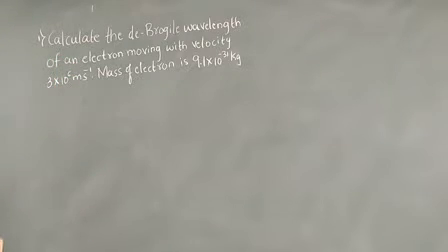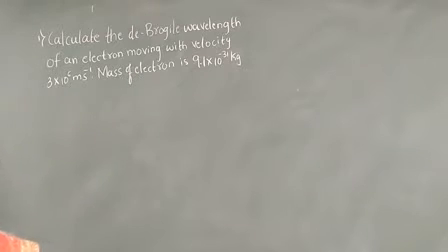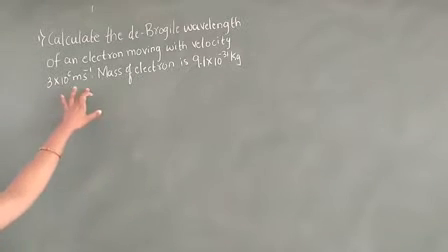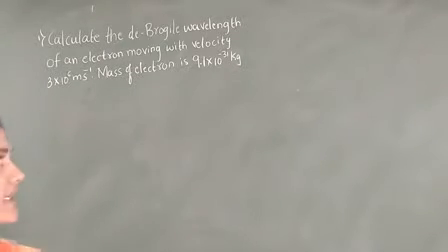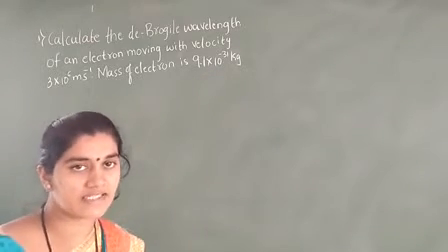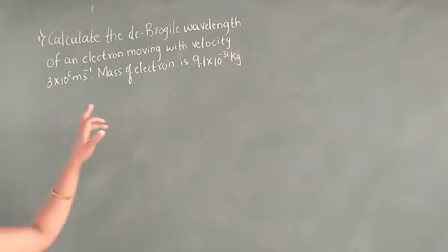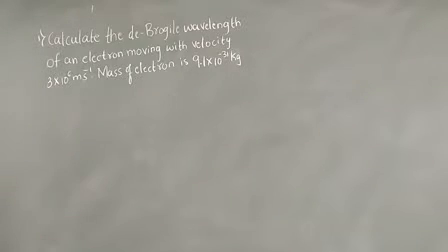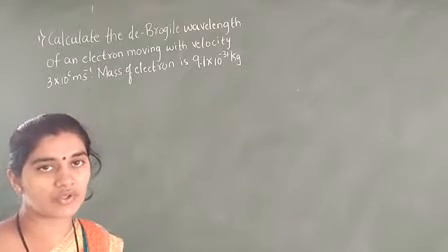Calculate the de Broglie wavelength of an electron moving with a velocity of 3 into 10 raised to 6 meter per second. And they have given that the mass of the electron is 9.1 into 10 raised to minus 31 kg. In this condition they have given v, that is velocity, and the mass of the electron. And in this condition we have to calculate the de Broglie wavelength. Therefore lambda is equal to question mark.